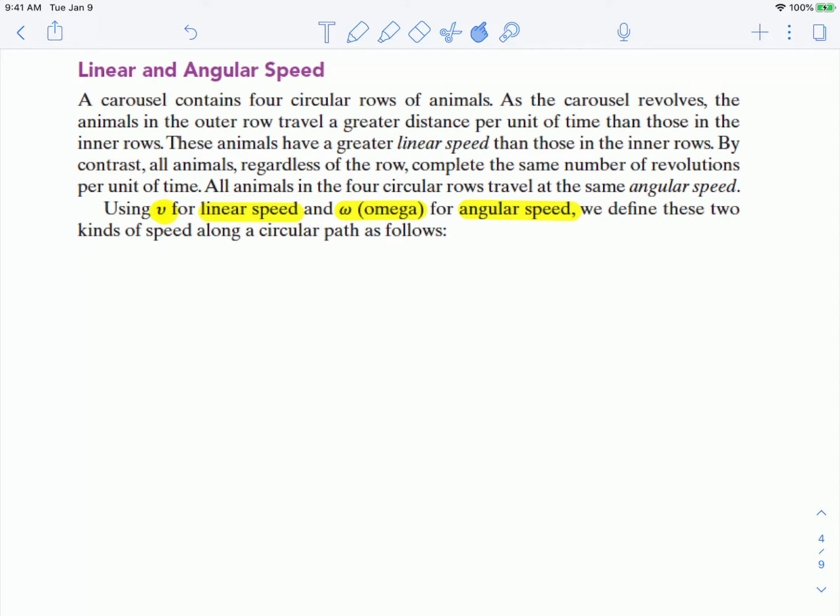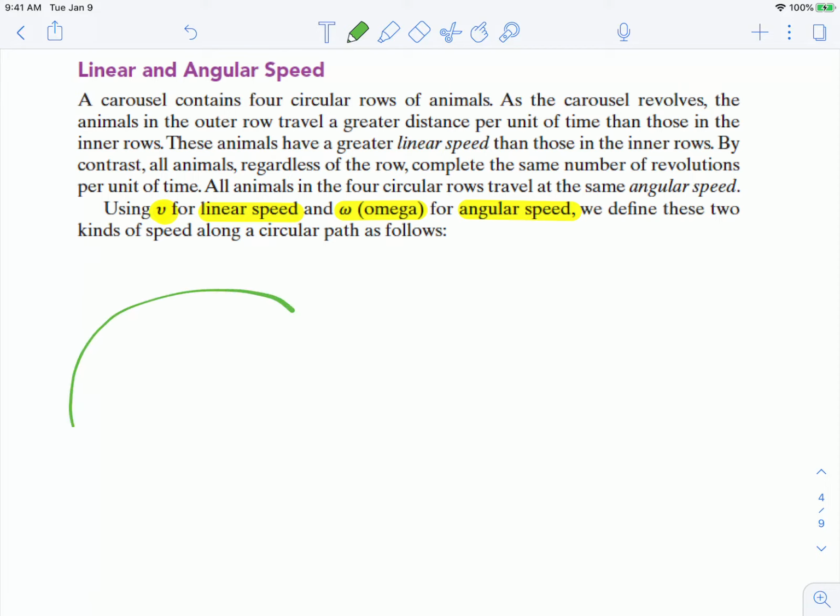All right, we're going to work with linear and angular speed. Please pause when you need to. So a carousel contains 4 circular rows of animals. As the carousel revolves around, the animals in the outer row travel at a greater distance per unit of time than those in the inner row.